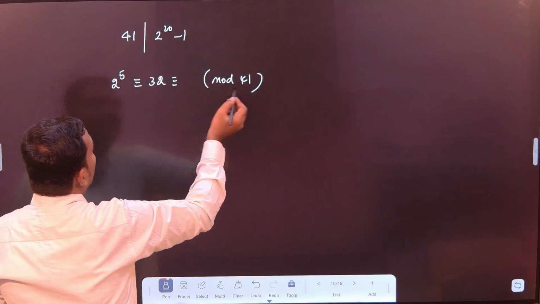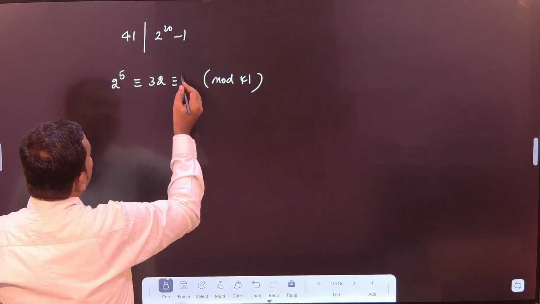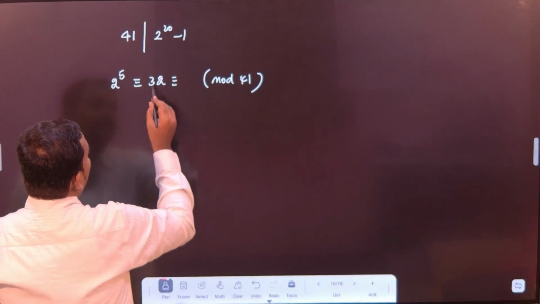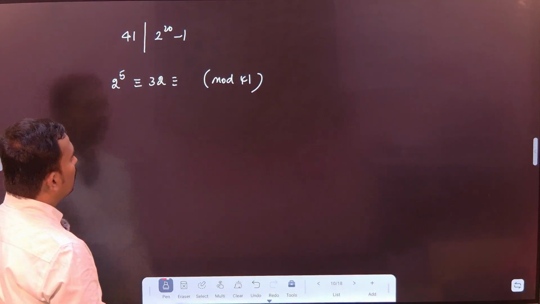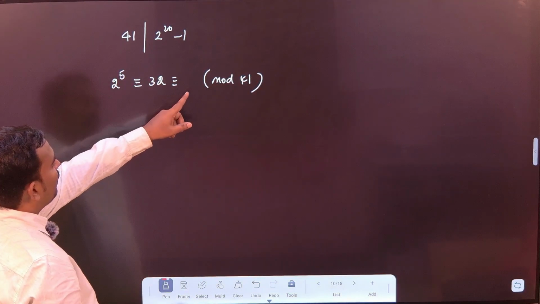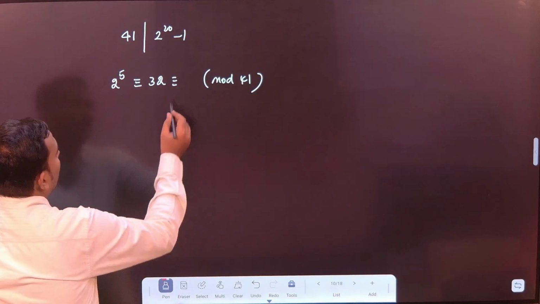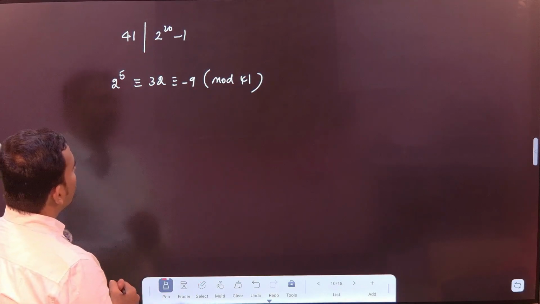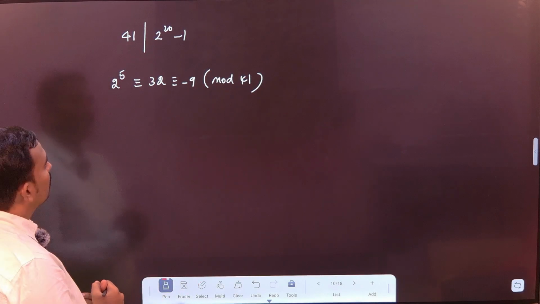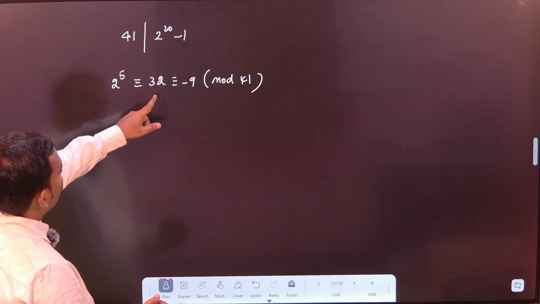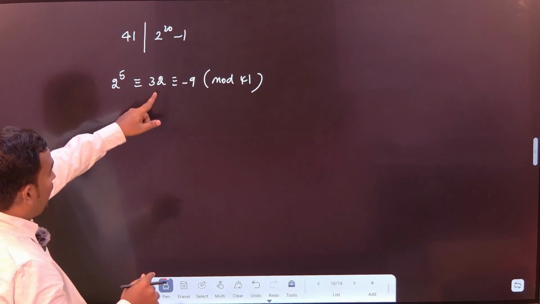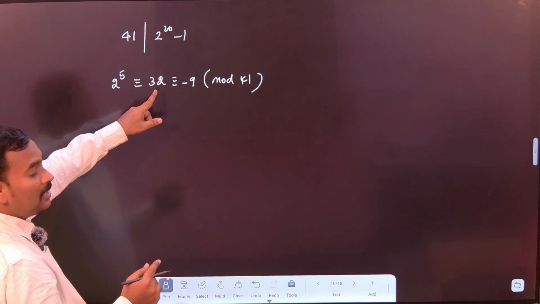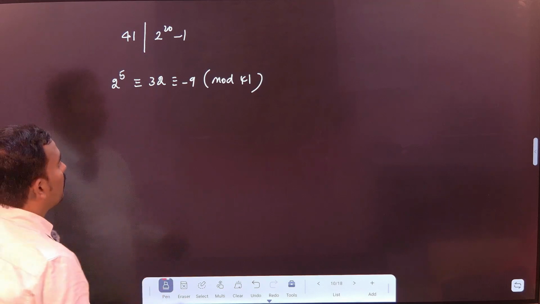When you divide 32 by 41, what is the remainder? You can see here, if you add 9, it is 41. So you get -9, right? Understand this one? Okay, because 41 divides 32 minus (-9), which is 41, right?